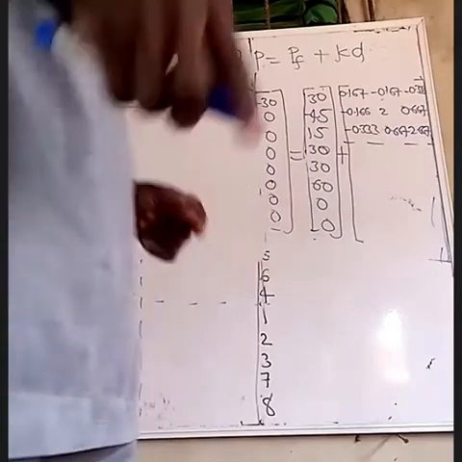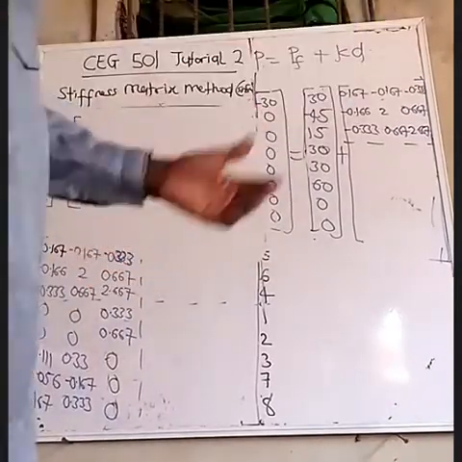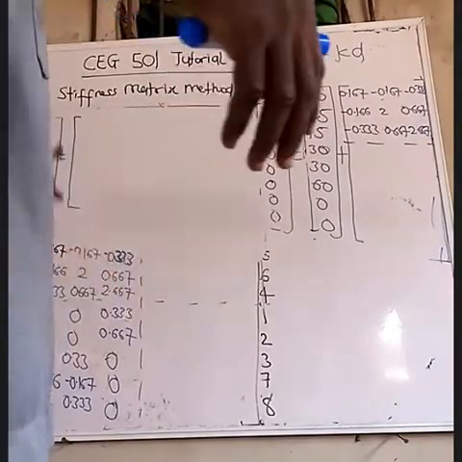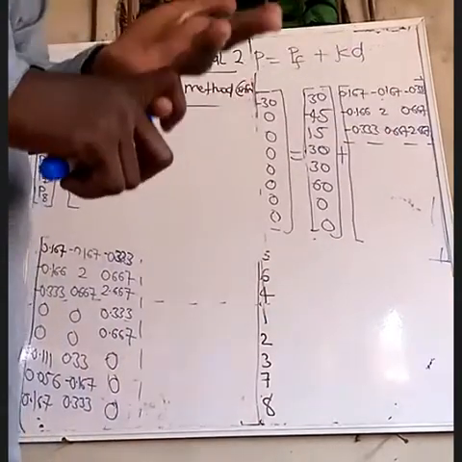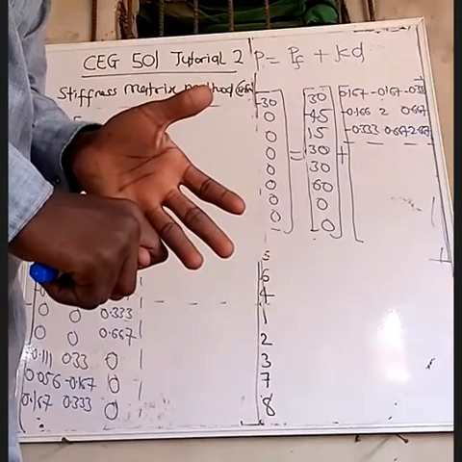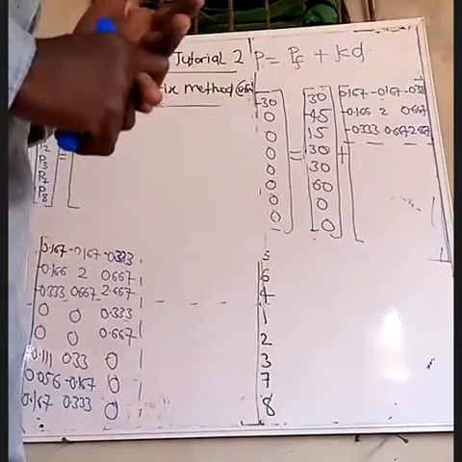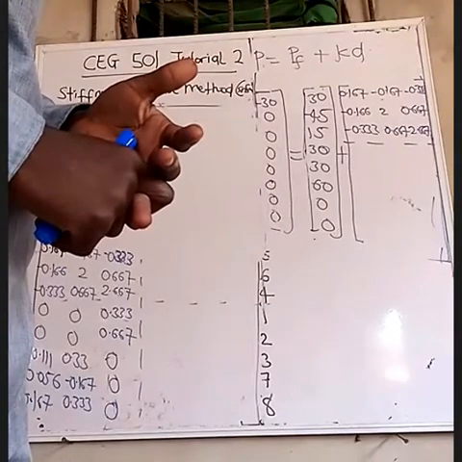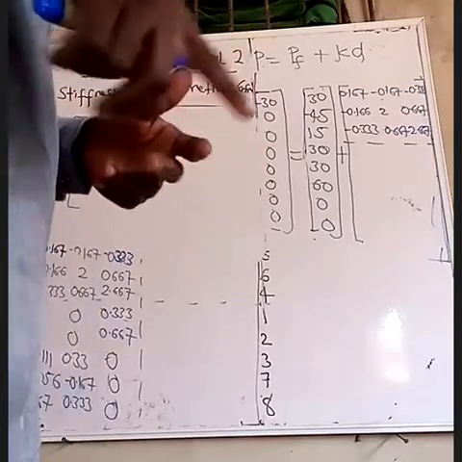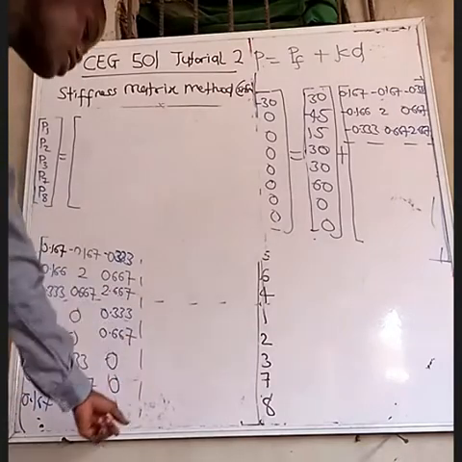But now, at that fixed point, assume we are analyzing it by other methods. When you analyze, at that fixed end, there's going to be a reaction, an upward reaction. Is that correct? Yes, sir. There's going to be movement. Are you following? So those are the ones we are trying to get now with these remaining parts of the global stiffness matrix.